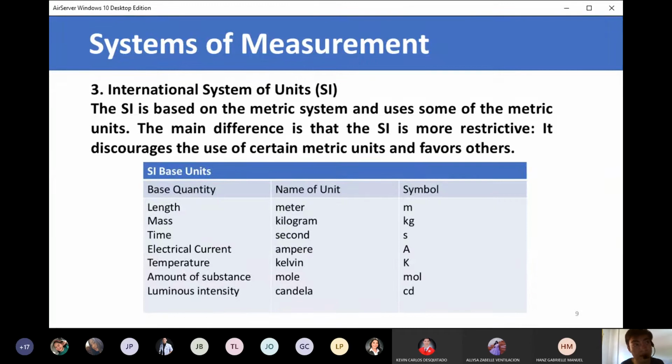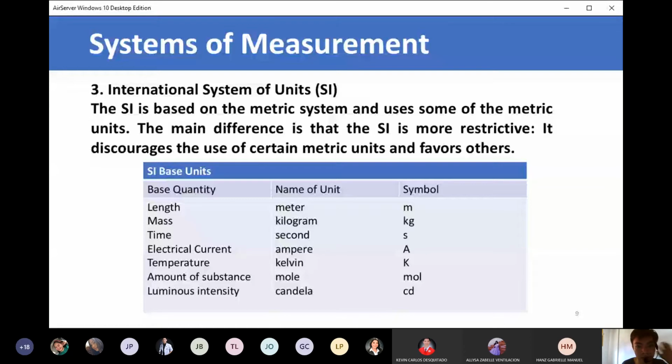Before, a meter was defined as the distance from the North Pole to the Equator divided by a constant. Now, we define a meter as the distance light travels in 1/299 million seconds. So what SI did is that it just redefined the metric system in terms of the universality of the system.